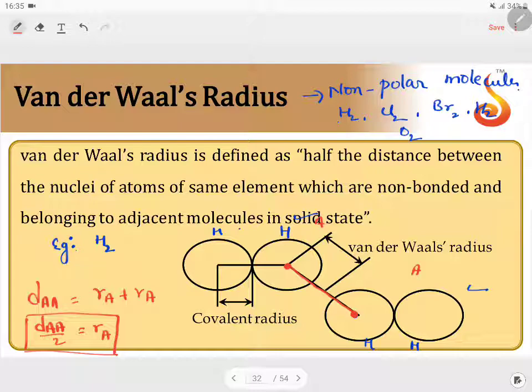Now, there is a comparison. If you consider van der Waals radius and covalent radius, definitely for a given atom we can find out both the radii. Let's say hydrogen. I can find out the van der Waals radius also, and the covalent radius also. Which one will be greater? Definitely van der Waals radius will be greater, because the distance is more in case of van der Waals radius.